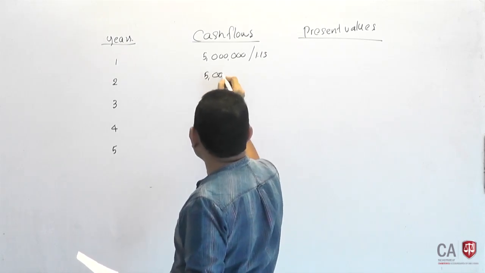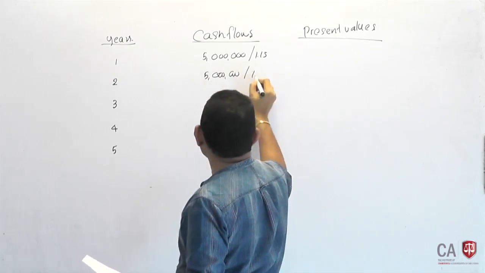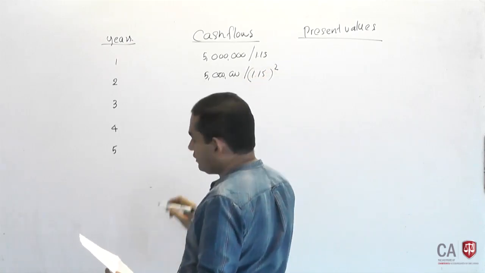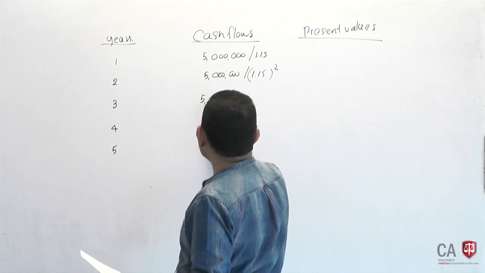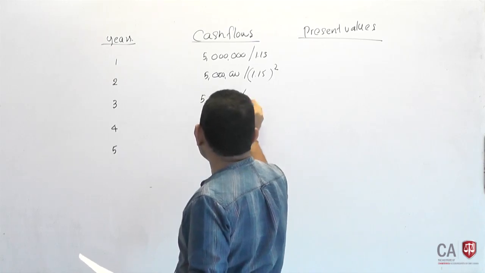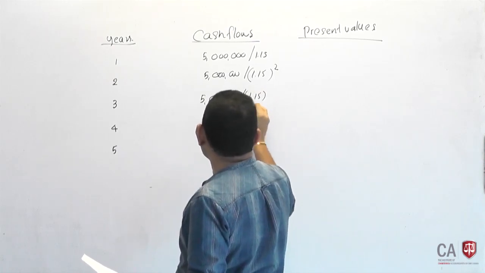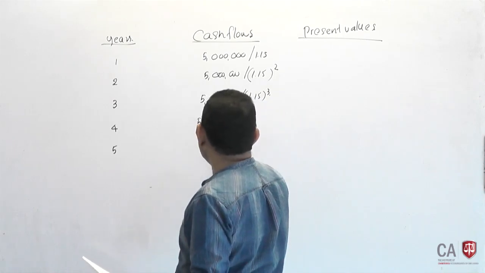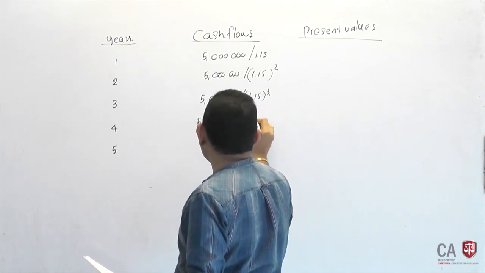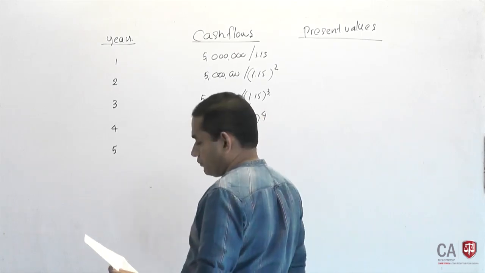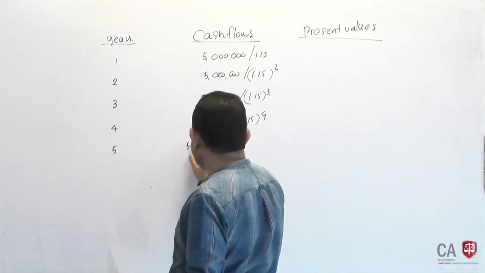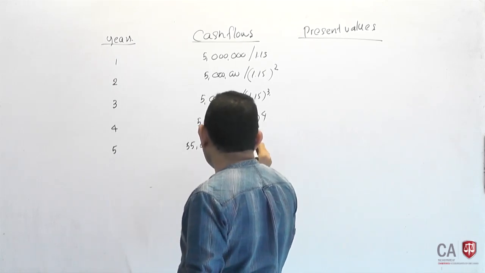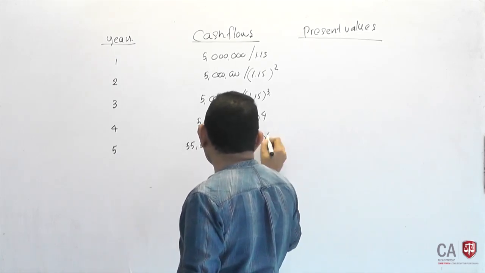Second year end another 5 is paid, discounted by market rate 1.15 to the power 2. Third year another 5 is paid, 1.15 to the power 3. Fourth year 5 million will be paid, 1.15 to the power 4. Last year you not only pay the interest, also you need to pay capital, 55 million divided by 1.15 to the power 5.